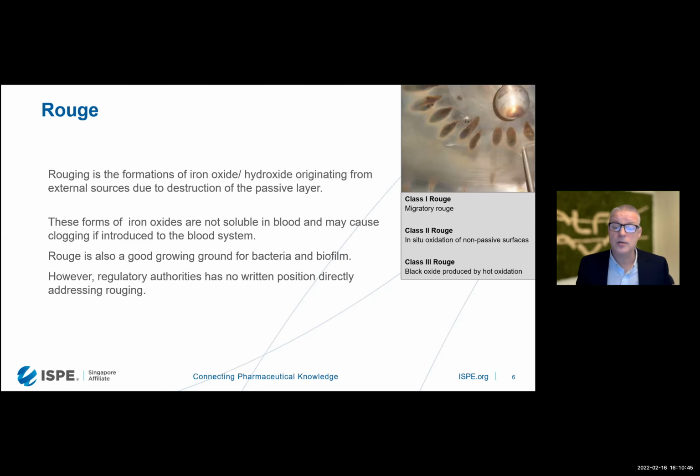However, there are no regulatory authorities that have a written position directly addressing rouging. But they have other regulatory recommendations on how to avoid particles, secure that you can clean your system, and secure that your product contact surfaces are not contaminating your water or your medicinal product. But we will come to that in the next couple of slides.